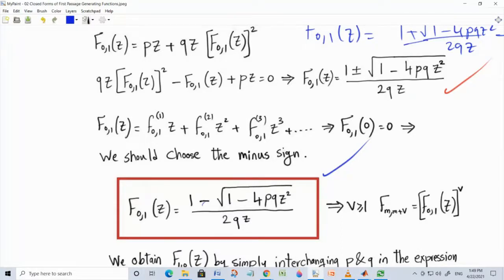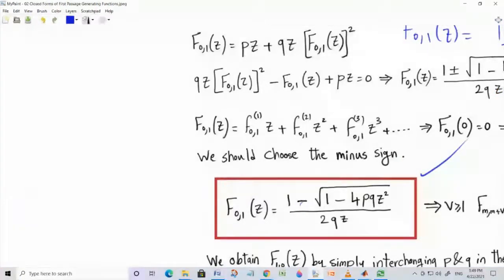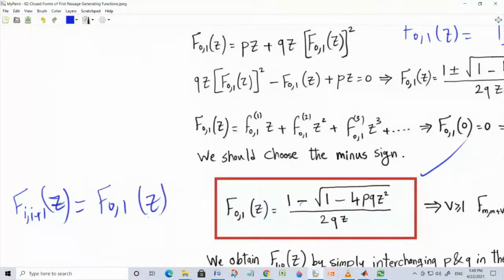And this is going from 0 to 1. So it is the same thing: going from i to i plus 1, the generating function is exactly the same thing. It is just f01 of z. To go from a state to the state to its right, given that the states are infinite and they are integers, will it make any difference to go from 0 to 1 or i to i plus 1?